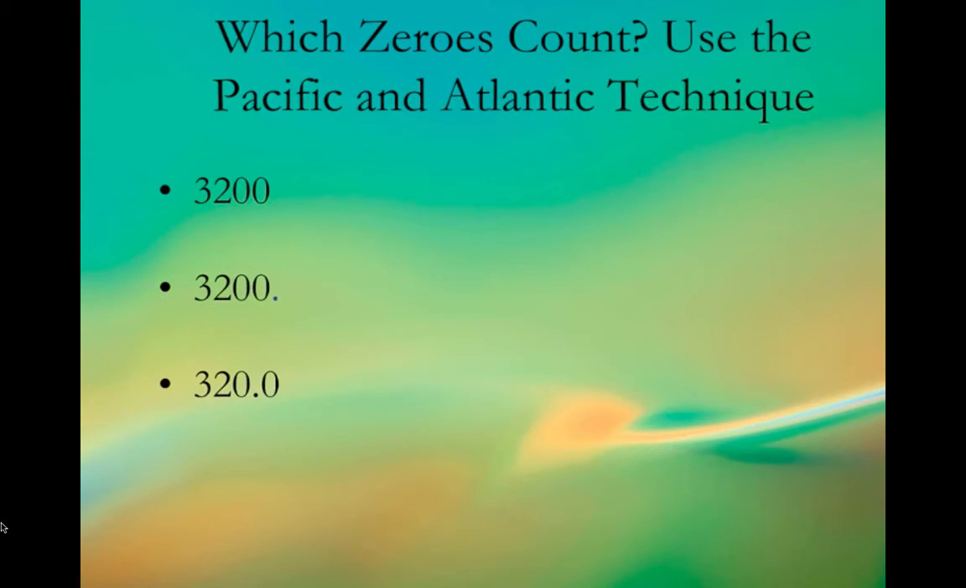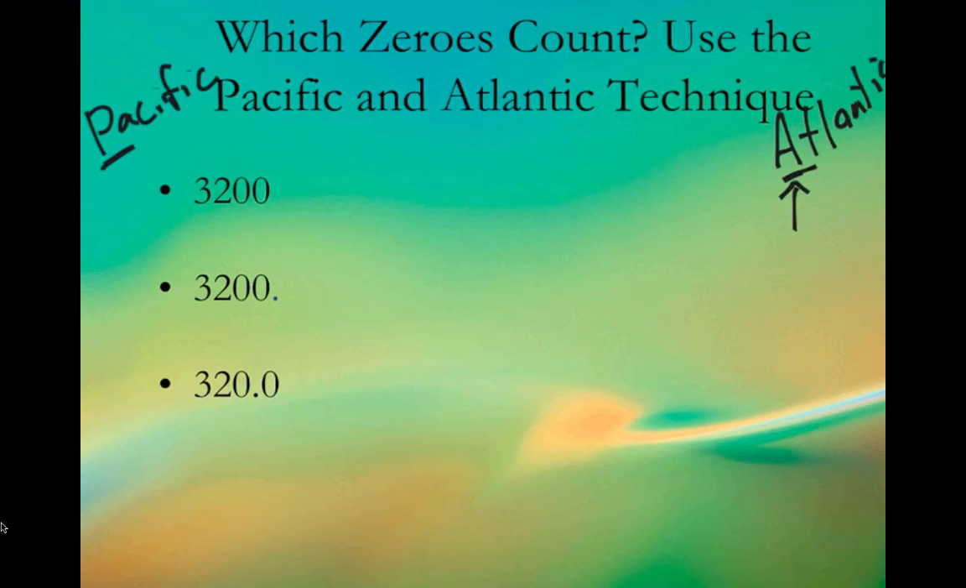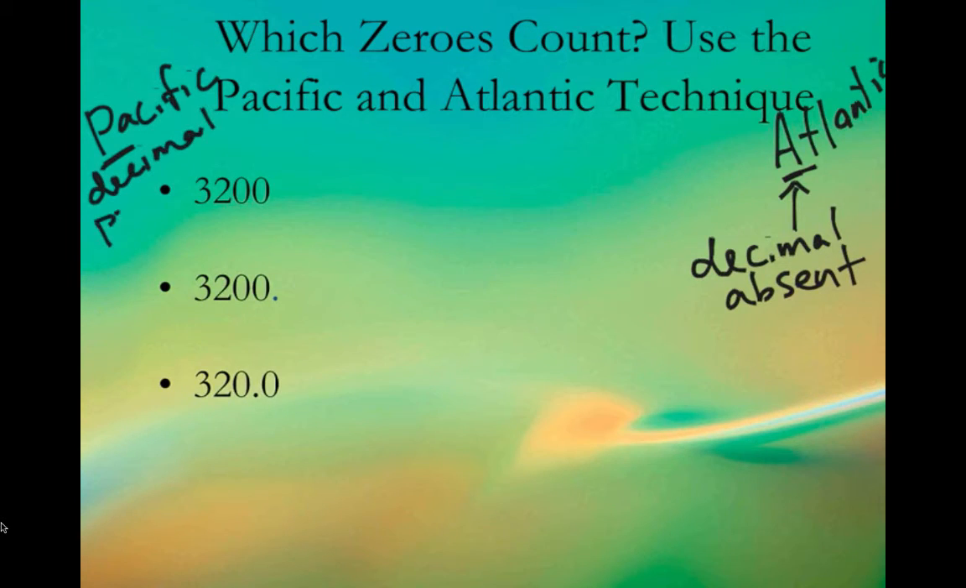When do the zeros count? We use a technique called Pacific and Atlantic. So on the map of the United States, the Atlantic Ocean is on the east side, Atlantic, and the Pacific Ocean is on the west side, Pacific. And I don't really need a geography lesson, but I want you to remember the A stands for when your decimal is absent. And the P stands for the times when a decimal is present in the number.